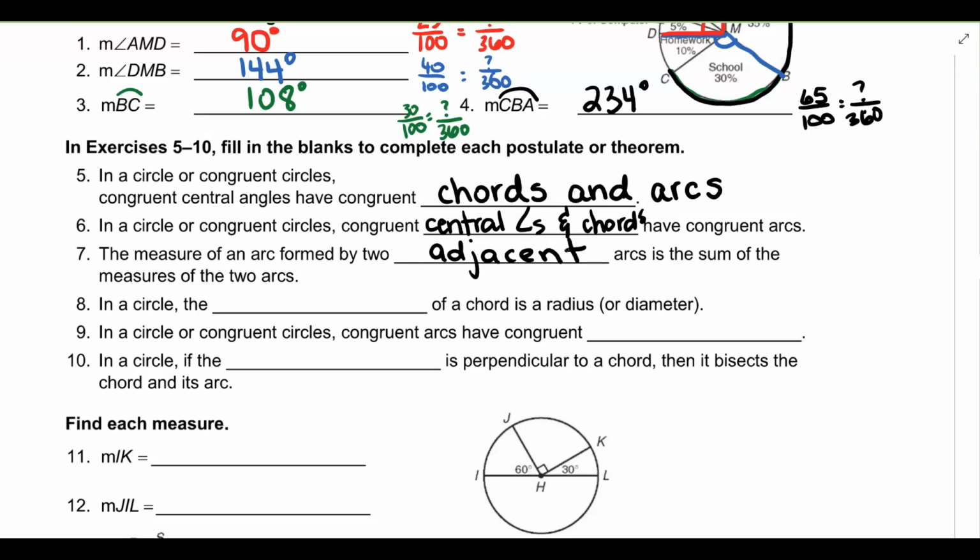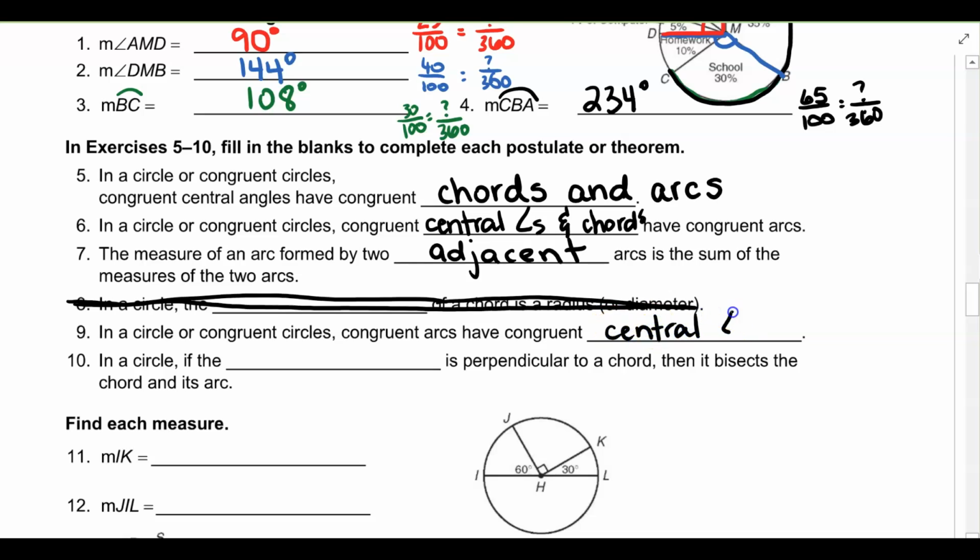Number 8, in a circle, the blank of a chord is a radius or diameter. Actually, this question should be crossed out. I'm very sorry. I think there are 2 of them here. This goes to the section that I identified that you could cross out. So sorry about that. Next, in a circle or in congruent circles, congruent arcs have congruent blanks. Well, if the arcs are congruent, then the central angles are congruent, and the chords are congruent. Number 10 also gets crossed out. I'm really sorry. Just ignore it.